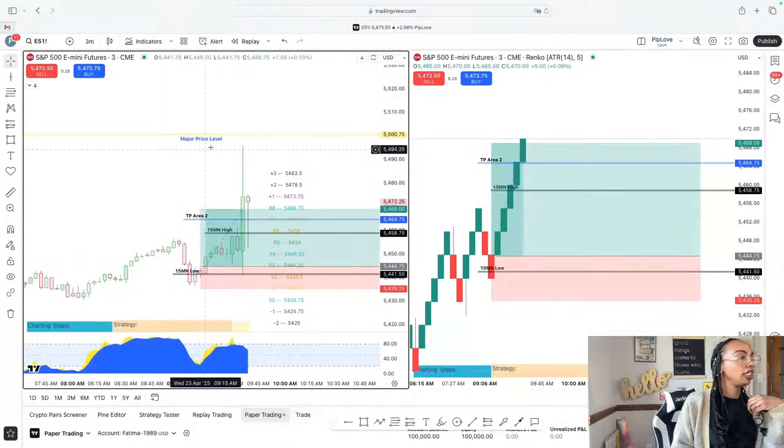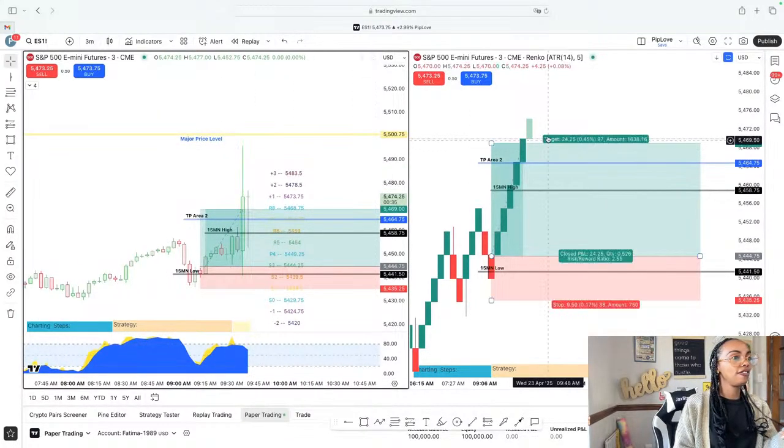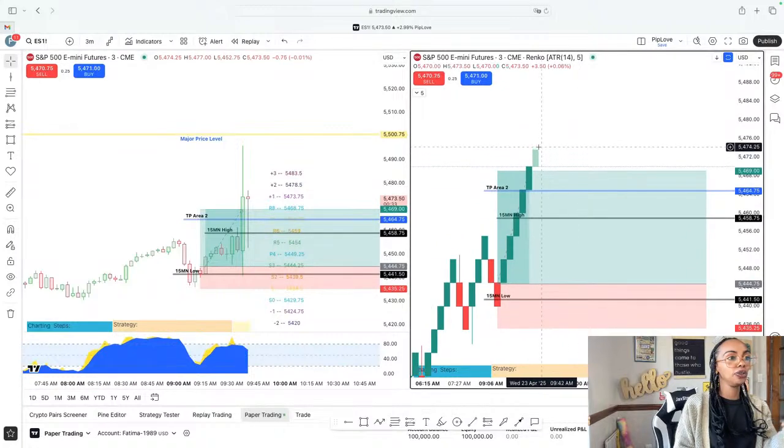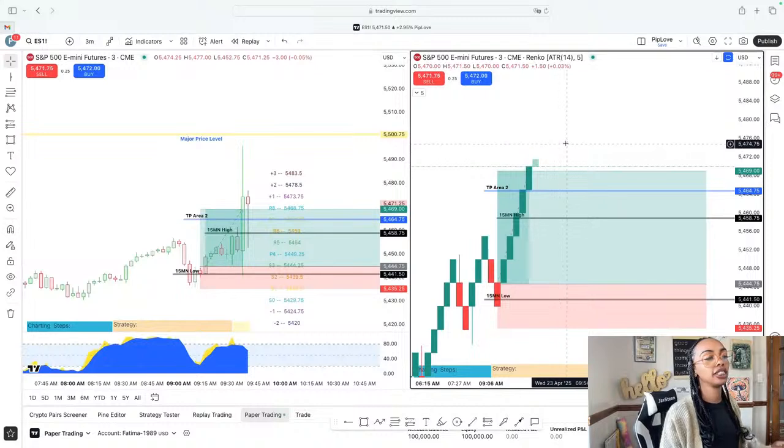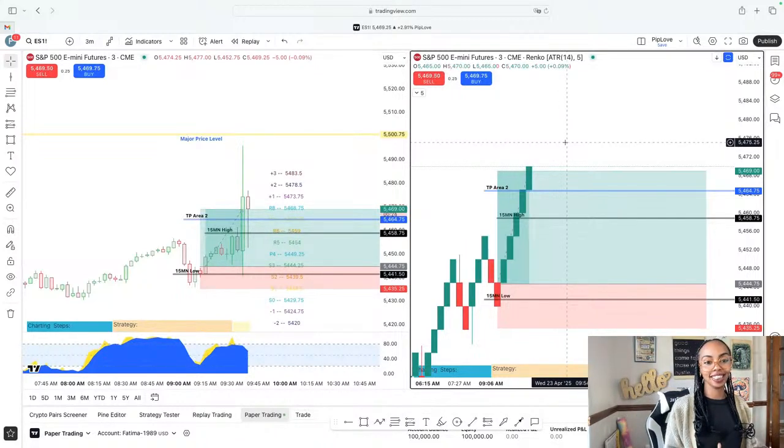It went really close up here to our next major price level, which was that 55.50. As we can see, we have a new green candle still pushing forward. It hasn't printed. That's why it's a little light there. But you guys, we did amazing. It's just as simple as that. It just helps you to see the volume, what's going on.